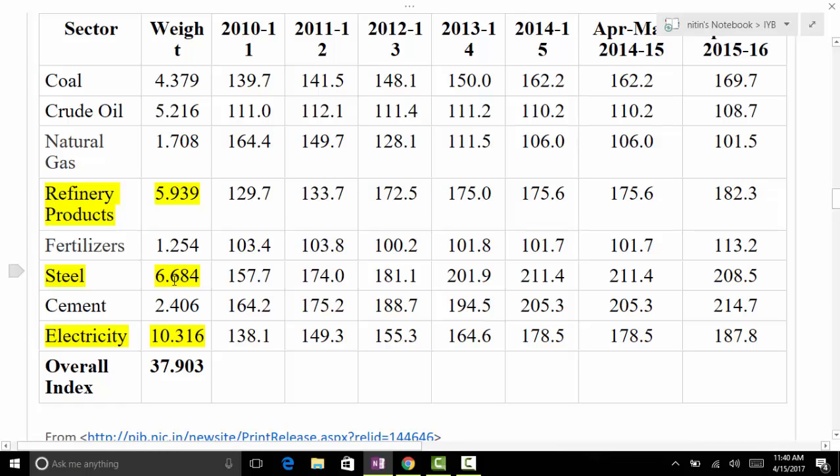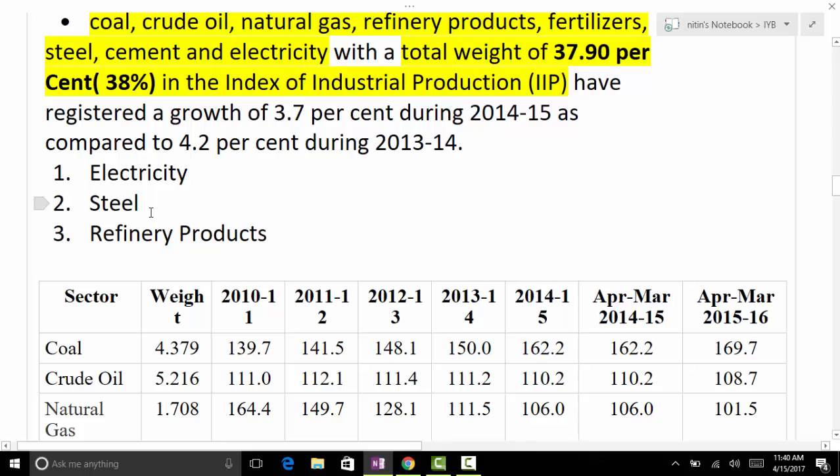Right? Steel has more than around 6.6%. Refinery products around 6%. So in declining order, even if you don't remember exactly how much, remember electricity, steel, and refinery products. This is the declining order of core industries, their weightage to IIP.